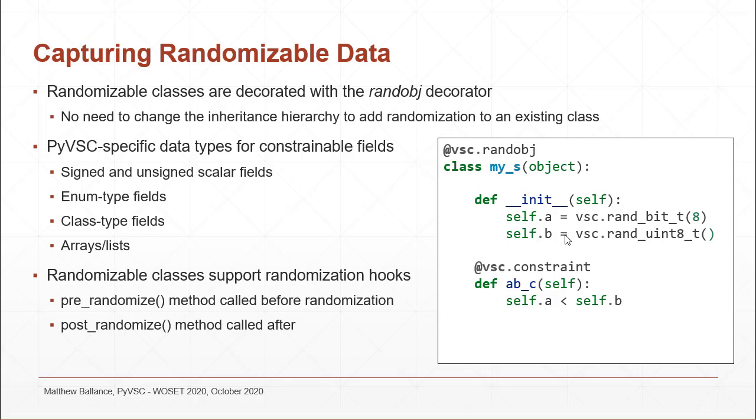So PyVSC as a library supports scalar fields, enum type fields, class type fields, arrays and lists. And a class like this, a randobj decorated class, supports the randomization hooks that you might be used to from SystemVerilog. Methods that are called before randomization begins and after it's complete, so that you can do setup, initialization, and post-computation.